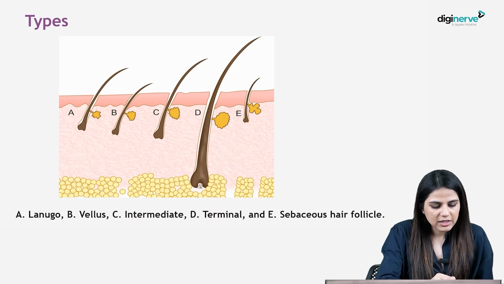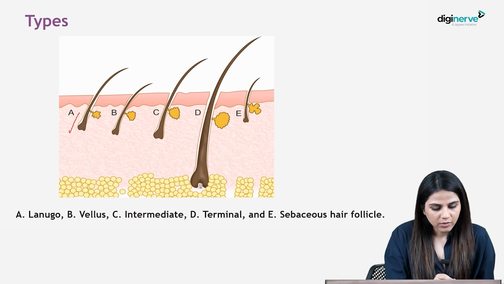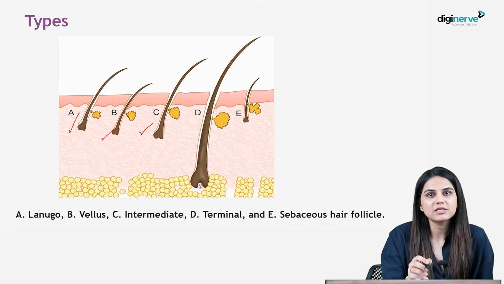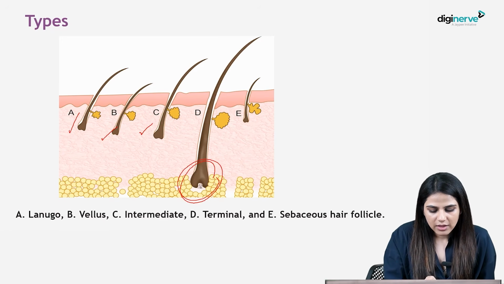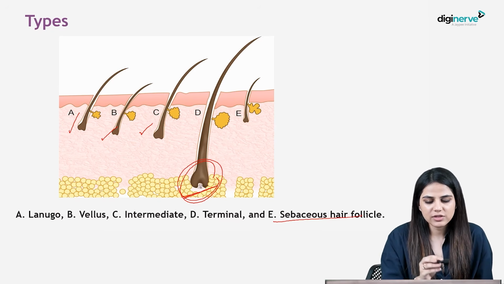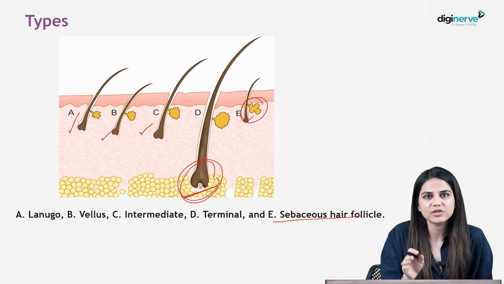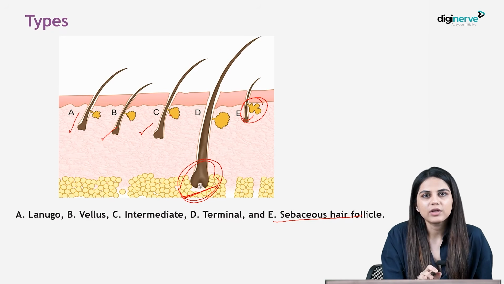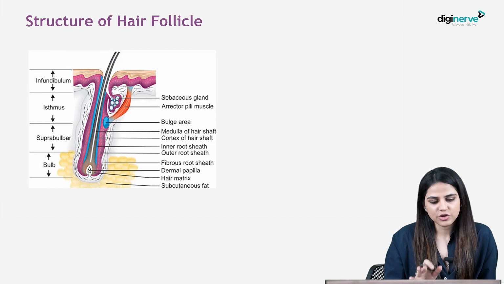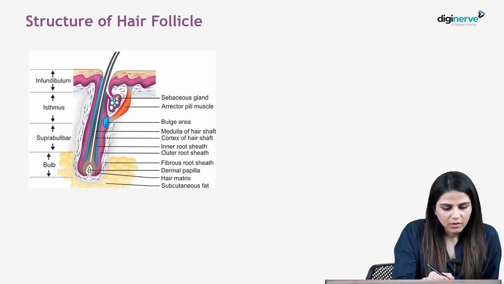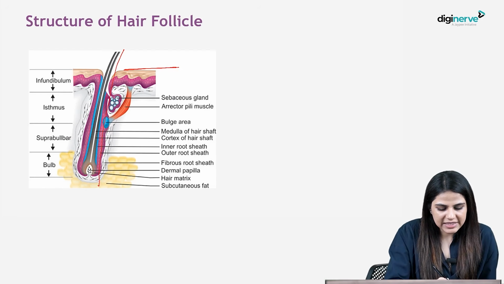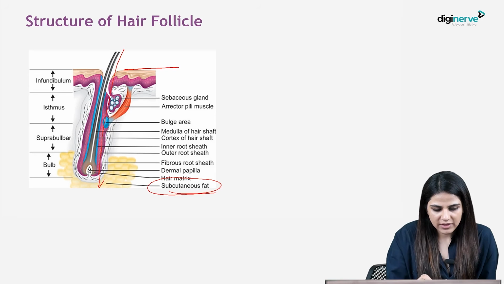The image A shows lanugo hair, B shows vellus, C is an intermediate, D is terminal. We can see the hair bulb is located deeper. E shows sebaceous hair follicle associated with a sebaceous gland. But all of these hair follicles are associated with the sebaceous gland. Let's look into the structure of the hair follicle. So here is the skin. The hair follicle extends deep down to the subcutaneous fat.